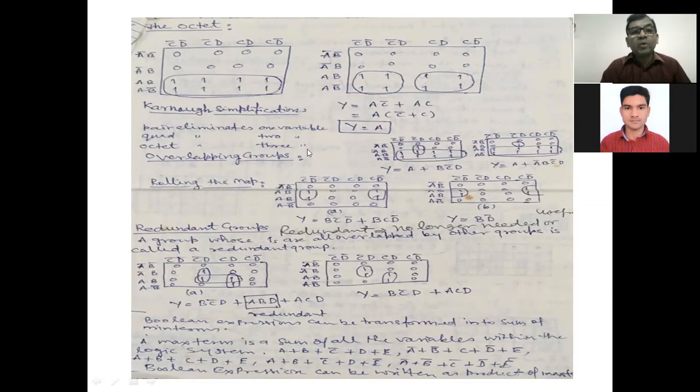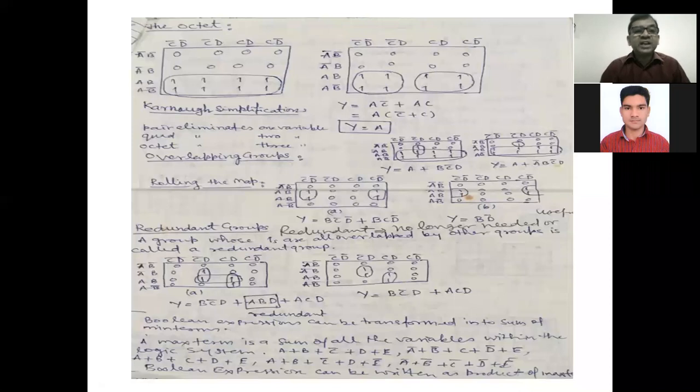For example, overlapping groups. If we see this K-map, here this one and this one is overlapping. So what will happen? If we solve this K-map, it comes as y equal to a, that is this octet is giving a, plus this single one is giving b, c, d bar. So it simply says that we can overlook the overlapping groups. We can ignore the overlapping group.